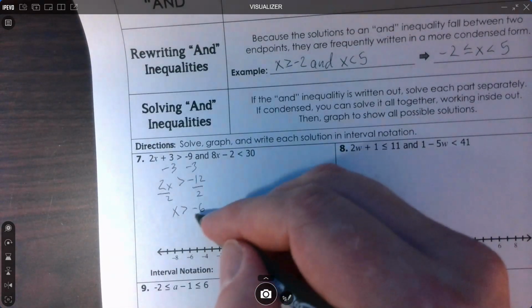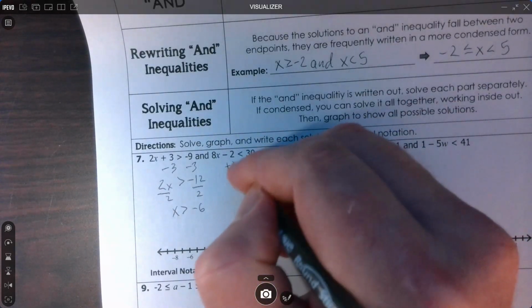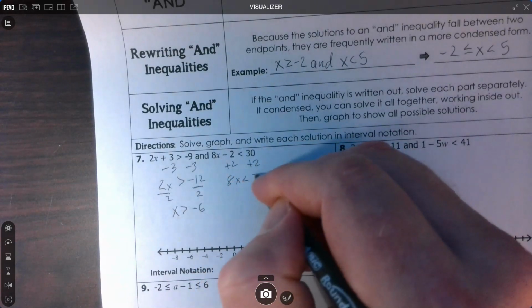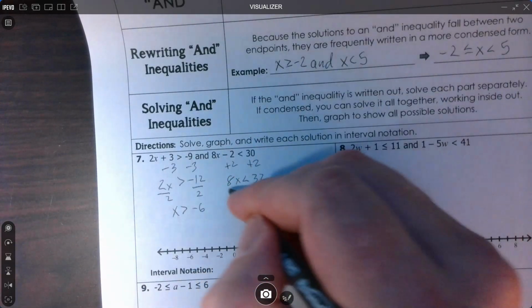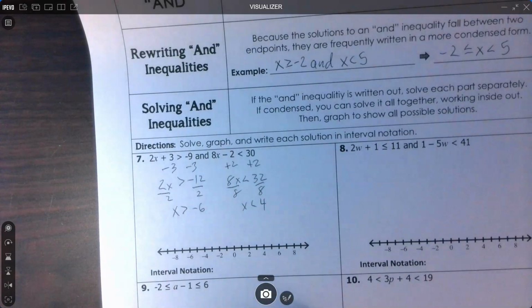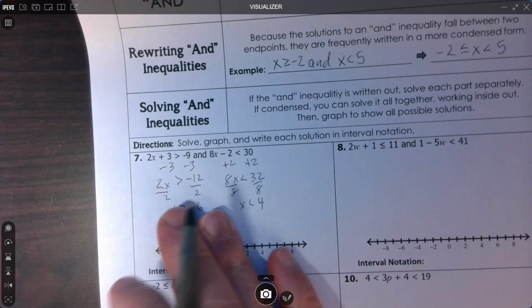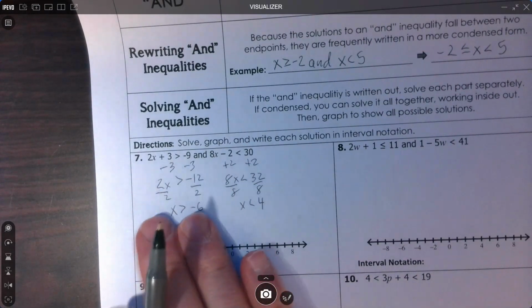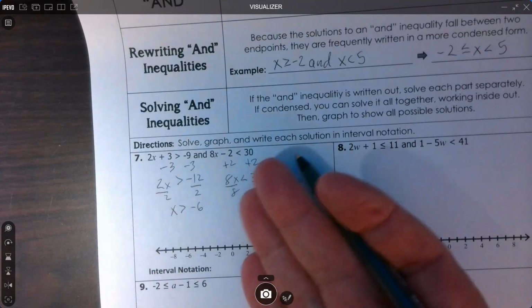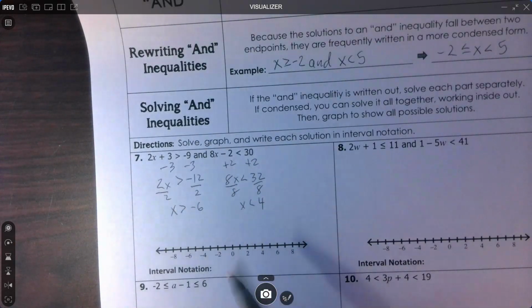So x is greater than -6, and then we're going to solve this one. Add 2, so 8x is less than 32, divided by 8, so x is less than 4. Now, basically what you're doing is taking this piece and flipping it over so the x's overlap each other. If you imagine this being flipped over, symbol and all, it looks like this.